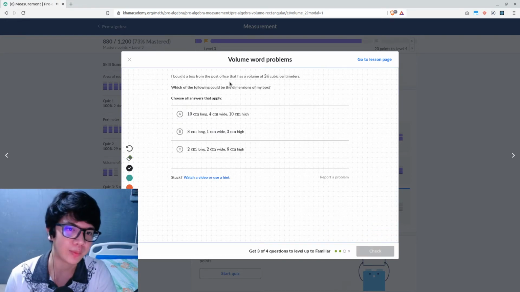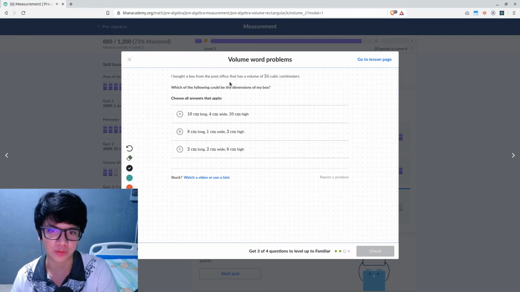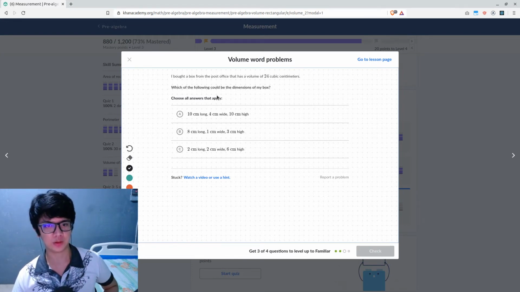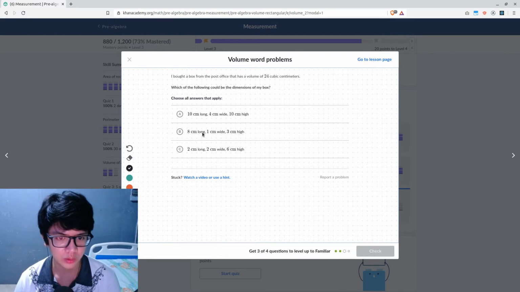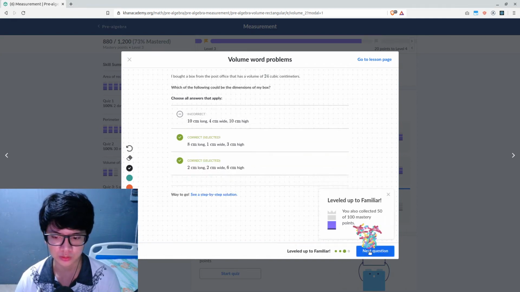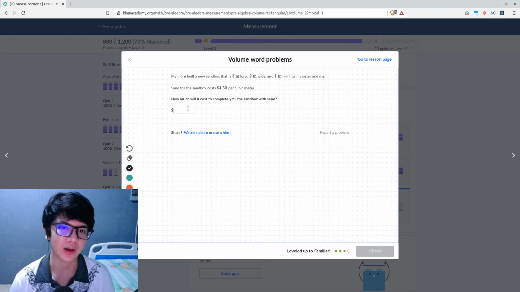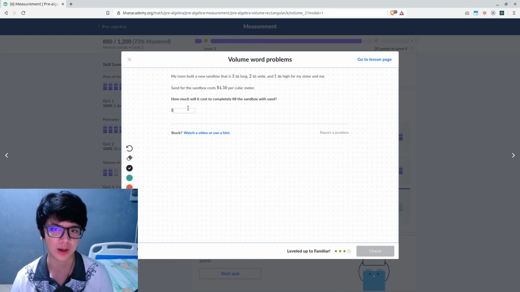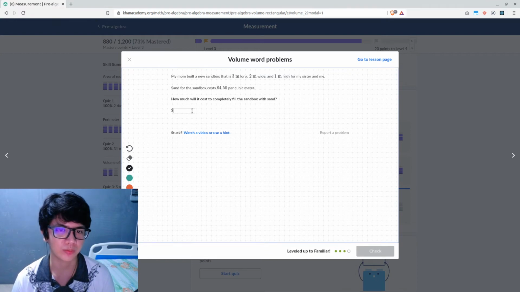Cool. I bought a box from the post office that has a volume of 24 cubic centimeters. Choose all answers that apply. Okay, so it's cubic, so this could work. My mom built a new sandbox that is 3 meters long, 2 meters wide, and 1 meter high. Sand for the sandbox costs 4.5 per cubic meter.